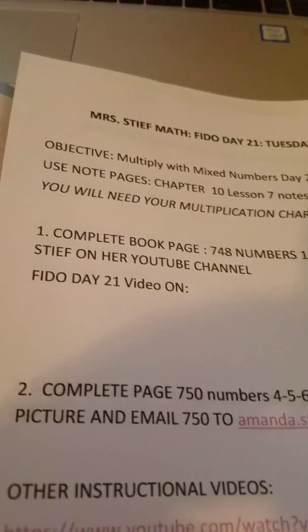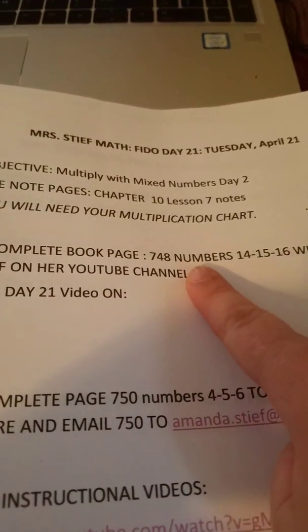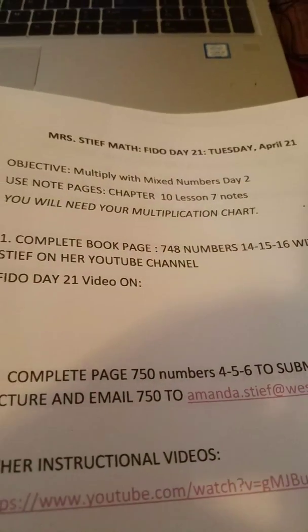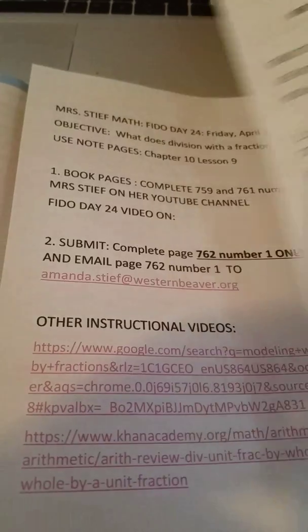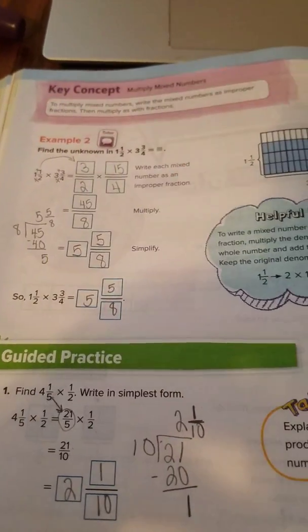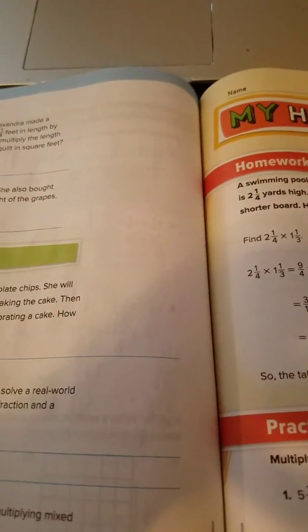And you will need your multiplication chart to help you with the multiplication facts you're going to need. So first thing we're going to do together is we're going to do the 3 word problems at the top of page 748. Once we're done with that, you guys are going to do page 750, numbers 4, 5, and 6. Please read those problems carefully. Please remember that our skill is that we're multiplying mixed numbers.